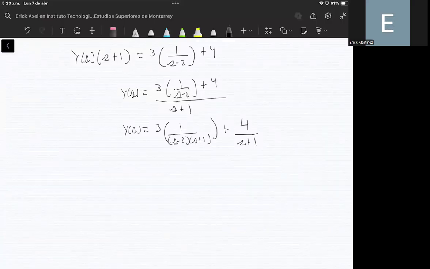Okay? But here we have a problem. Here we can see that we don't have any Laplace transform tables that look very similar to this one. You can search in the tables and there is nothing like this. So what we need to do is to apply a partial fraction expansion. That is, you need to take this term, okay?